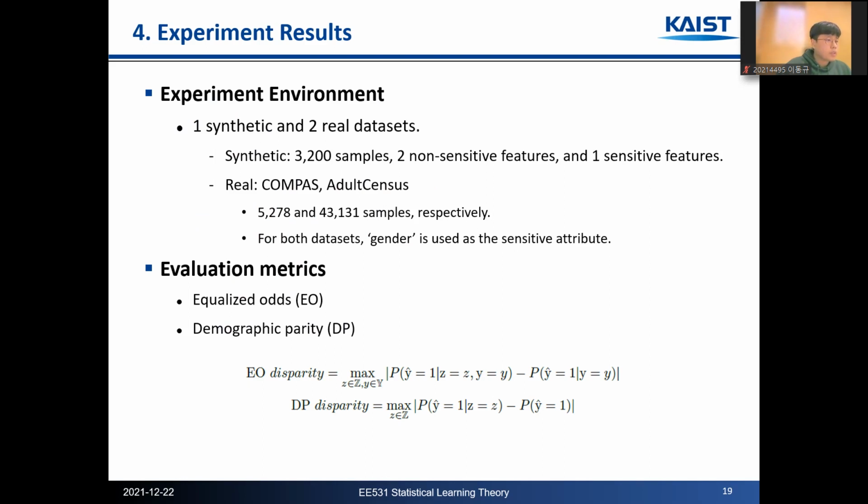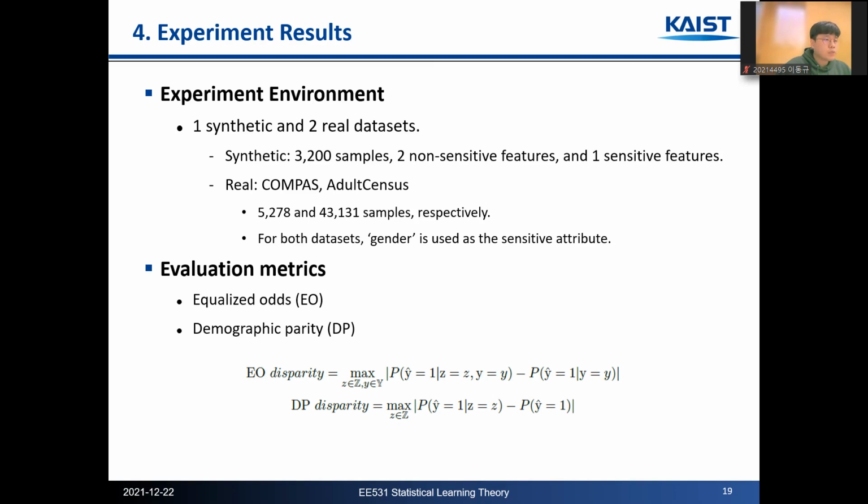The paper uses one synthetic dataset and two real benchmark datasets. The synthetic dataset has many samples and consists of two non-sensitive features, one sensitive feature, and one label class. Each sample is drawn from predefined Gaussian distributions. The two real datasets, COMPAS and Adult, are used respectively. The former label indicates recidivism, and the latter label indicates each customer's annual income level. For both datasets, gender is used as a sensitive attribute.